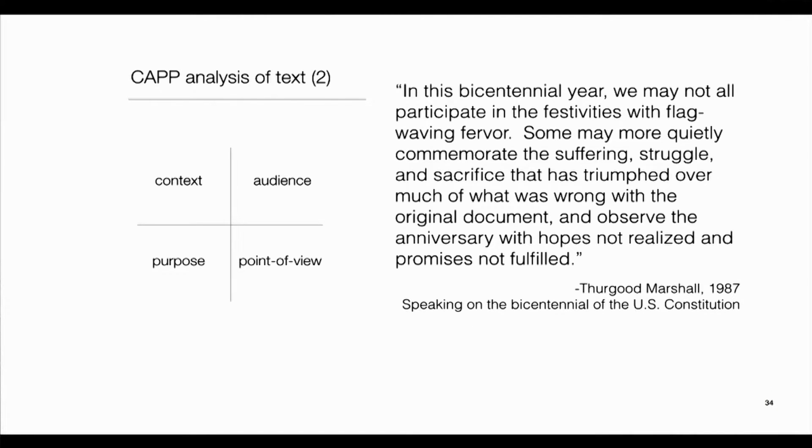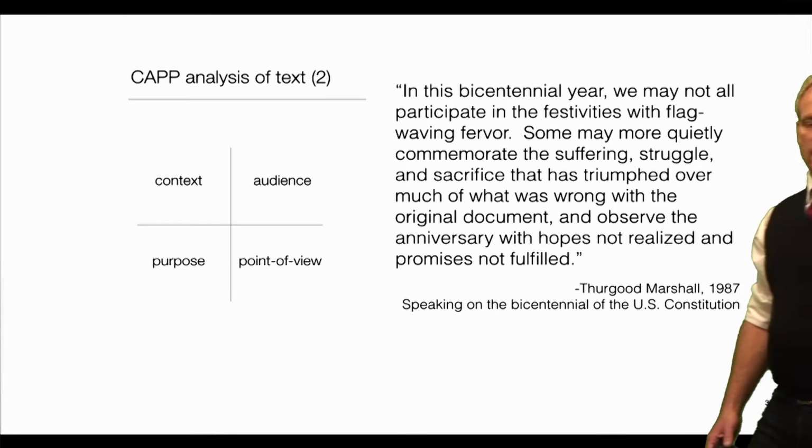One more primary source, again, with the CAP analysis. Again, we'll take a very important day in U.S. history, the Bicentennial of the U.S. Constitution. So it was in 1987, and a Supreme Court justice by the name of Thurgood Marshall said this: "In this bicentennial year, we may not all participate in the festivities with flag-waving fervor. Some may more quietly commemorate the suffering, struggle, and sacrifice that has been triumphed over much of what was wrong with the original document, and observe the anniversary with hopes not realized and promises not fulfilled." That's a really powerful text.